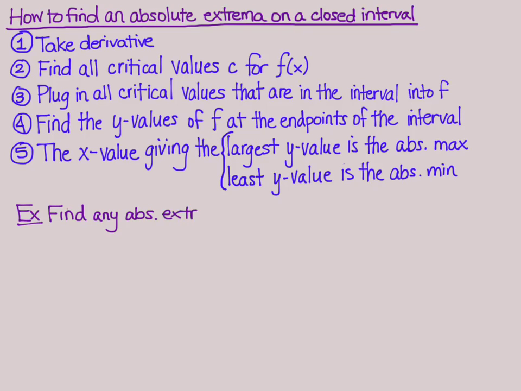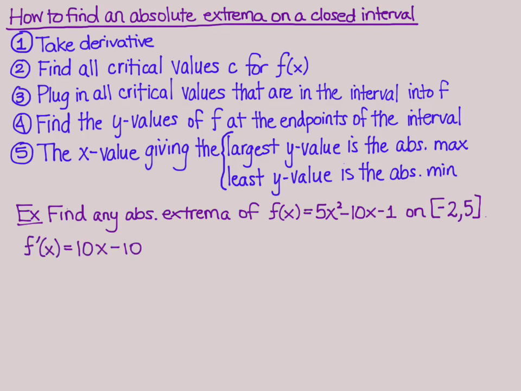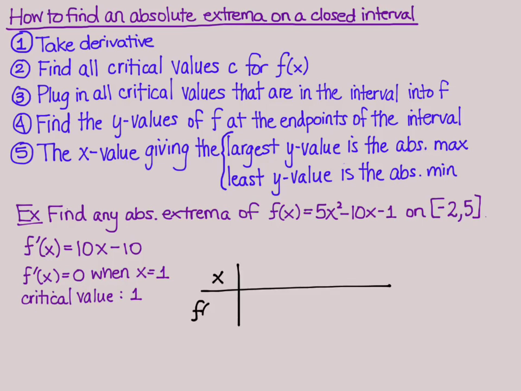So for example, let's find any absolute extrema of the function f of x equals 5x squared minus 10x minus 1 on the interval from -2 to 5. The first step is to take the derivative, so we get 10x minus 10. We want to find the critical values, so we set the derivative equal to 0, so f prime of x equals 0 when x equals 1. Notice that the derivative always exists, so we don't have to worry about critical values where this derivative does not exist. Our only critical value in this case is 1.